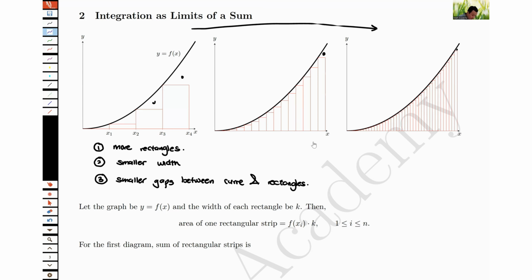Now, collectively, what is the concept that we are trying to apply? As I go for more rectangles, let me just write here, the more rectangles used, the better is the approximation. And what approximation are we trying to have? Approximation of area of rectangles to area under graph.